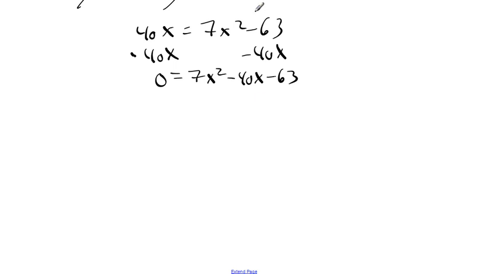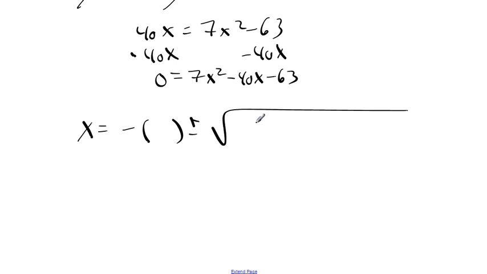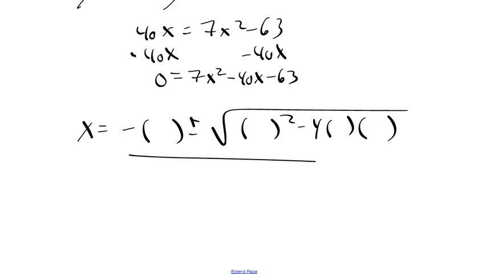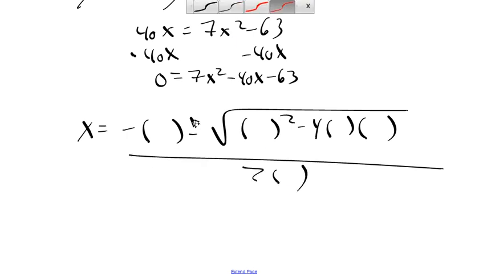All right, here we go. So let's do it. x equals negative b plus or minus the square root of b squared minus 4 times a times c, all over 2a. All right, let's plug this in here. So the b goes right here, so negative 40. Goes right here, our negative 40. Our a right here is 7, 4 times a times c, negative 63. And then times a.